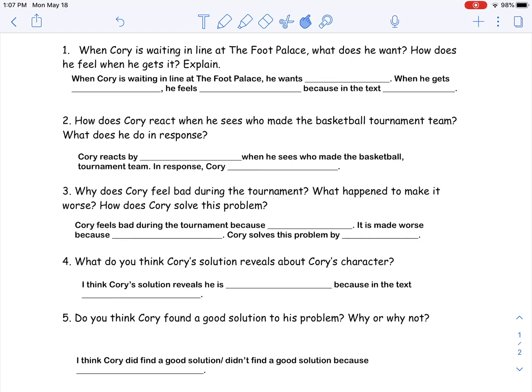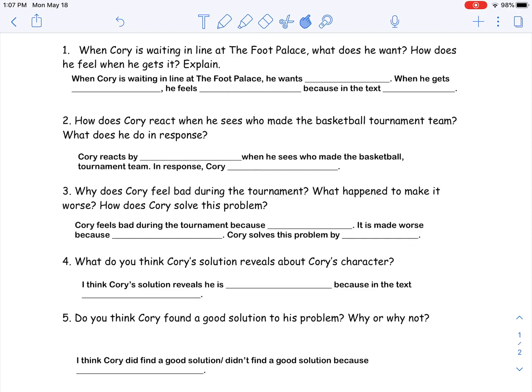When you're done with that, you also have some independent reading, and you have a form to fill out for that. If you have questions or need help, you can Canvas message me, you can email me, whatever works for you to get a hold of me, and I'd be happy to help you.